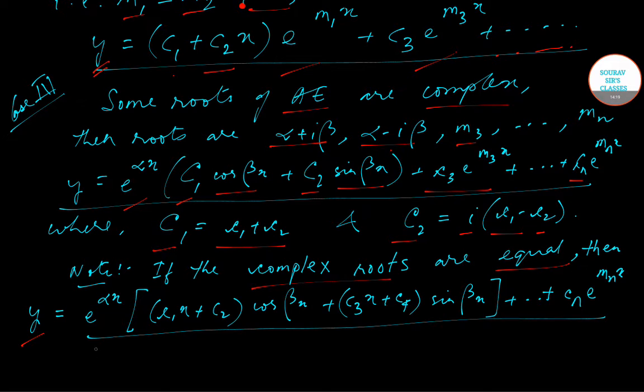Now there is one more thing: if the complex roots are equal, then what will happen? Then y will be of the format e to the power alpha x into small c1x plus c2 into cos of beta x plus small c3x plus c4 into sine beta x, and this will go on up till cn into e to the power mn of x. So this is all about complementary functions.